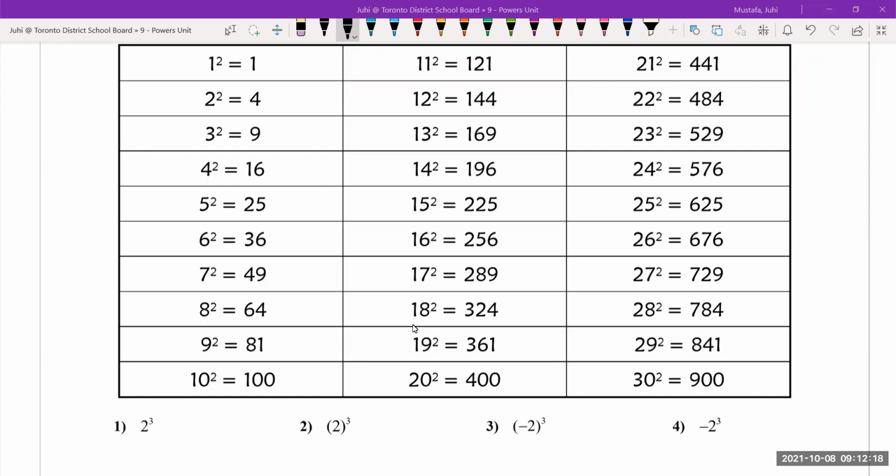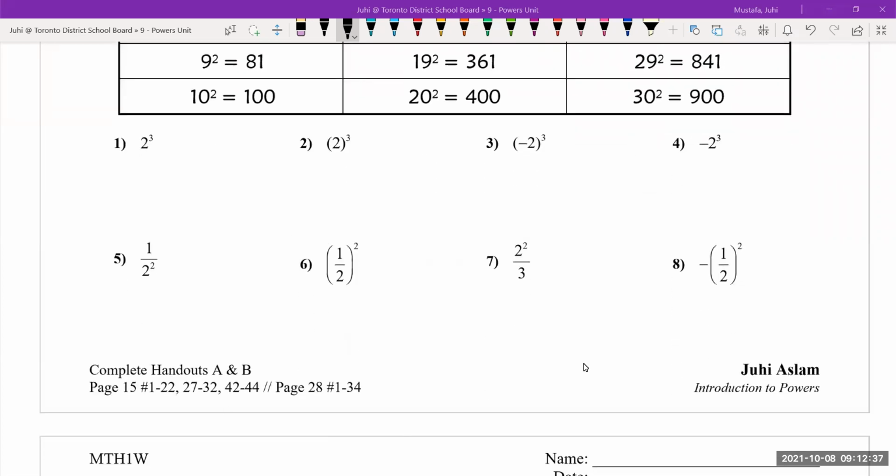My hope is you definitely should know 1 squared to 10 squared because that's part of the multiplication table. You maybe also know 11 squared and 12 squared. If you want to challenge yourself, you can try memorizing the rest. But like I said, because we don't have calculators, I will always give you this sheet. Okay. So we don't have to actually just go through this. Let's try a couple of easy questions to start us off.